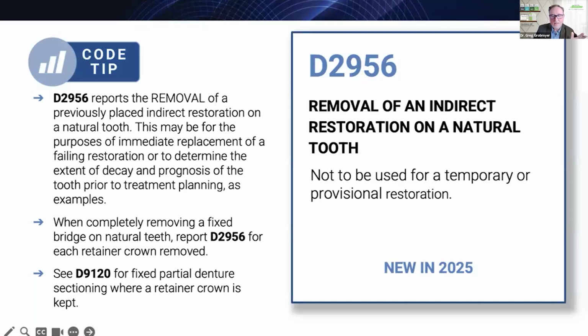Now, you may be thinking, hey, didn't we already have a section of bridge code? Yes, we did, but that's the D9120. But that one is specifically leaving one retainer crown in place. So you've got a bridge where perhaps the distal tooth is failing, it's rotting. You're sectioning the bridge to remove the pontic and the back retainer crown and root, but you're leaving the front retainer crown as the definitive prosthesis. That's a D9120. That's different from this. This is removal of the whole thing. So if you're removing an entire bridge or just a single crown, absolutely you can use this code.